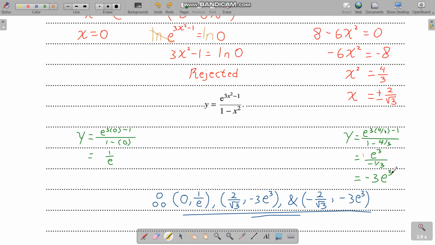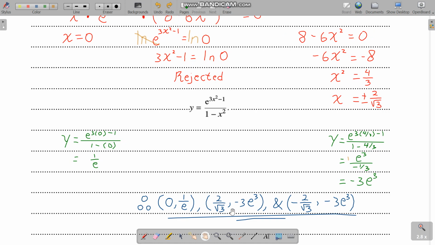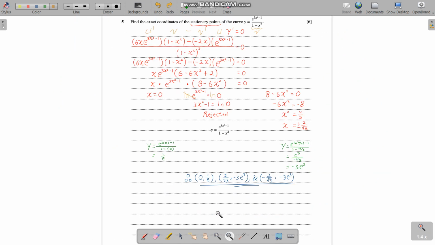So for the final answer, notice that although we have plus minus, two x values, we're plugging in x squared, and the x squared is always 4 over 3. So it doesn't matter whether the x value is positive or negative 2 over root 3. The y value is the same, minus 3e cubed. And from here we have 0, 1 over e. So we have 3 coordinates, 3 points.